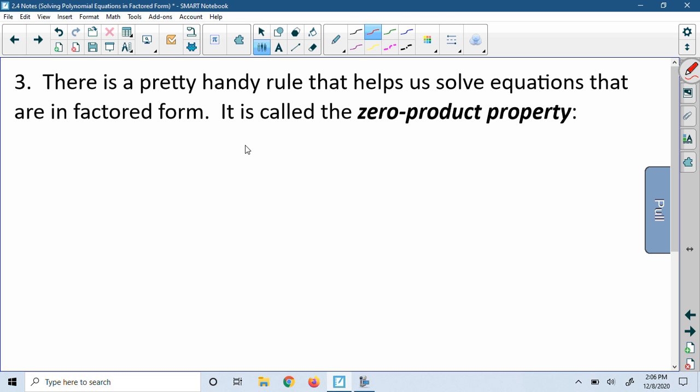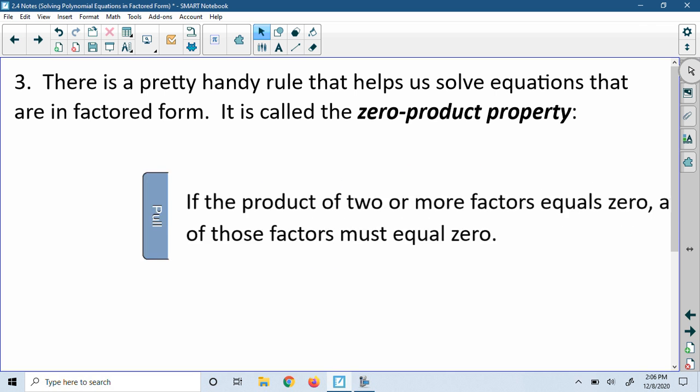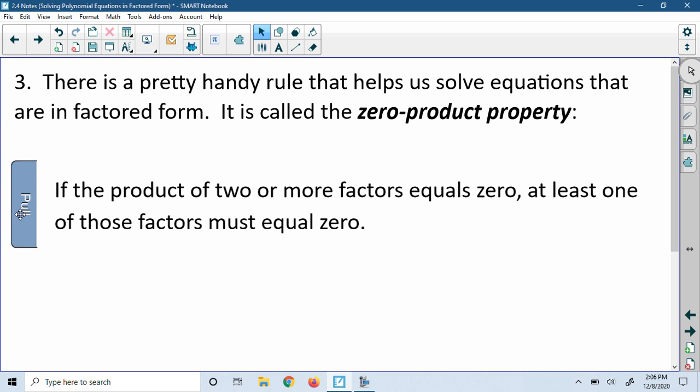Before we get to factoring though, a couple other important things. Number 3, there's a pretty handy rule that helps us solve equations that are in factored form. It's called the zero product property. Here it is if you want to pause the video and copy this down. It says if the product of 2 or more factors equals 0, at least one of those factors must equal 0. Like I said, pause the video if you need to get that down in your notes.